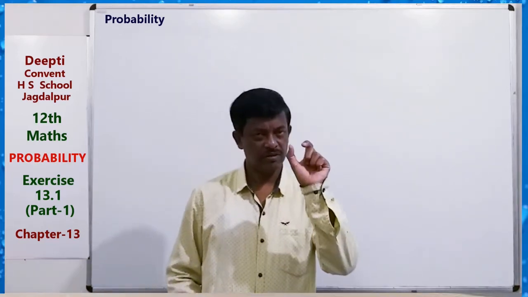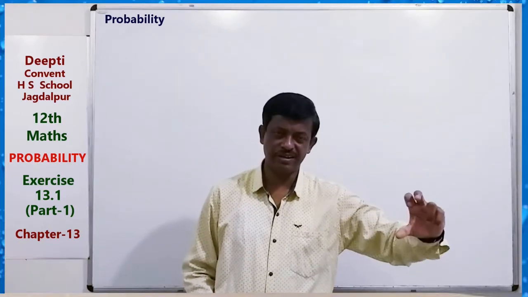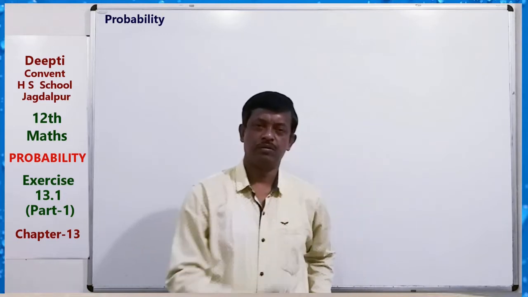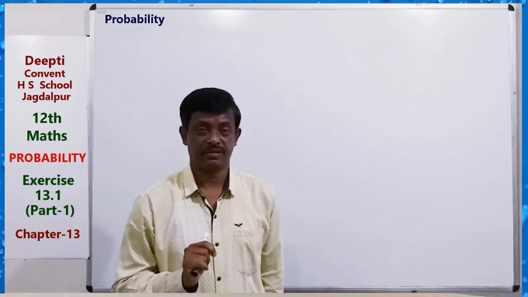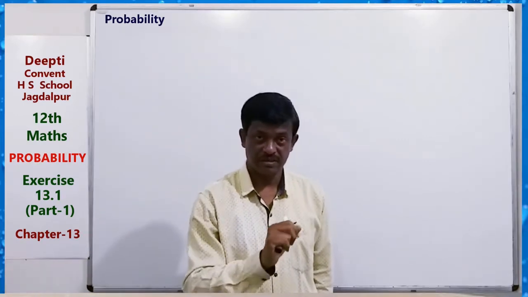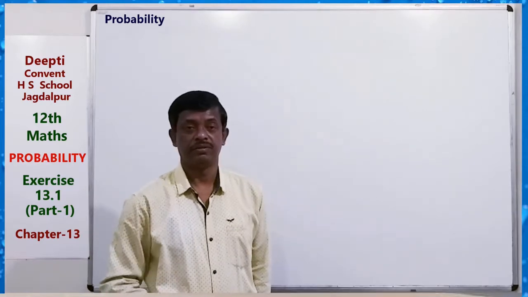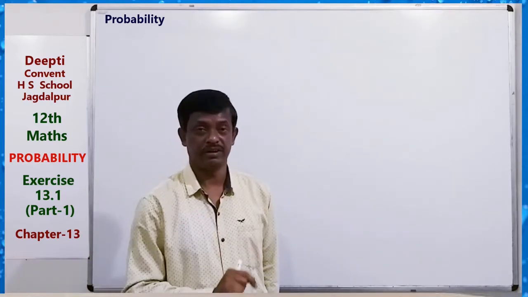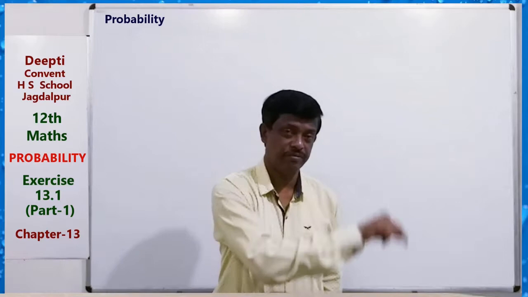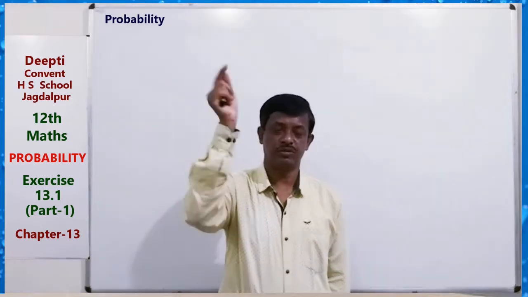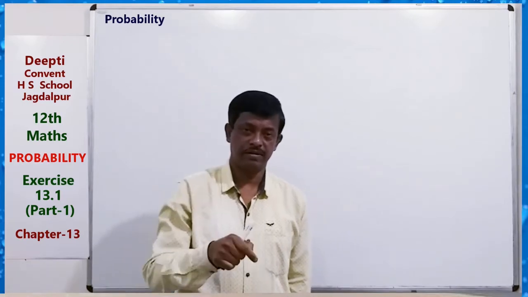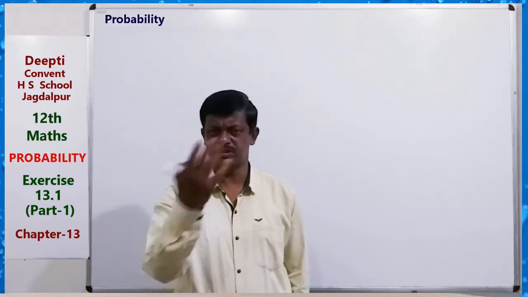And for a particular event, how many favorable cases are there in the sample space, that is, how many elementary events or combinations of events are favorable to the particular event. The probability of that event is equal to what? The number of favorable cases to the event divided by the total number of cases. That is the definition of probability.